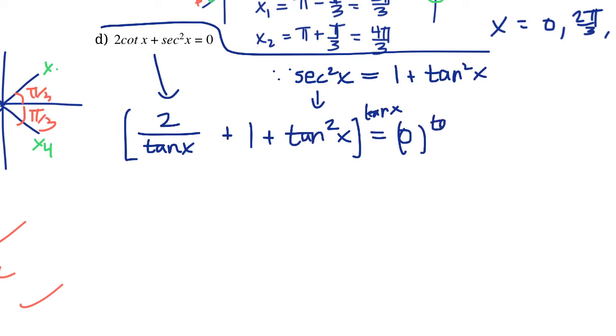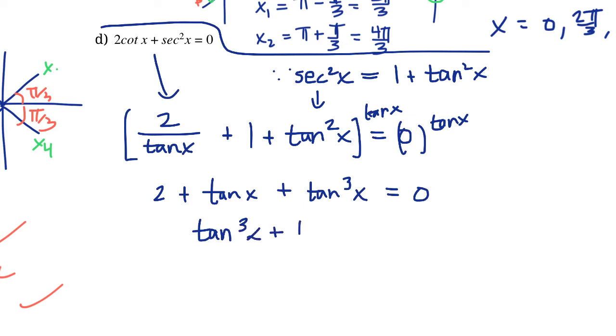0 times tan x is just going to be 0, though. It doesn't matter. But what I'm going to end up with is 2 plus 1 times tan x is just tan x, plus tan squared x times tan x is going to be tan cubed x equals 0. So I have a relation here, or an equation here. I'm going to rearrange it again so that it's in descending order, like we're used to saying. Tan cubed x plus tan x plus 2 equals 0.